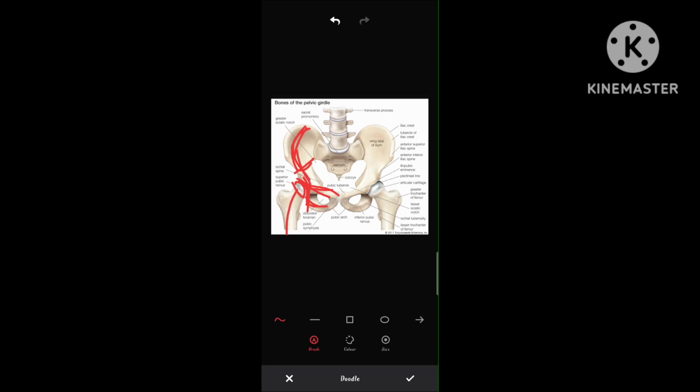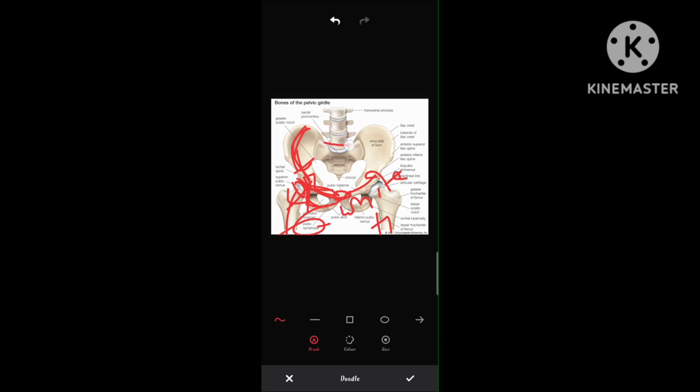Therefore, they form a joint which is also known as a ball and socket type of joint, and it is also one type of synovial joint. And the pubis of both hip bones are fused to form a symphysis, known as the pubic symphysis, and this pubic symphysis is made of white fibrocartilage. Therefore it allows slight movement, so it is a type of cartilaginous joint.